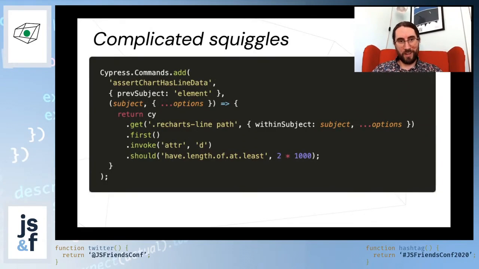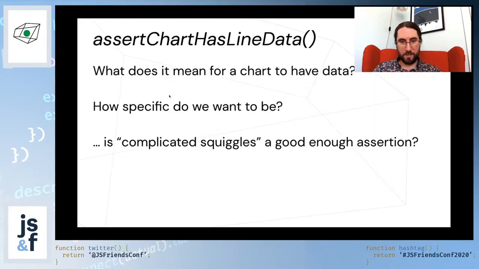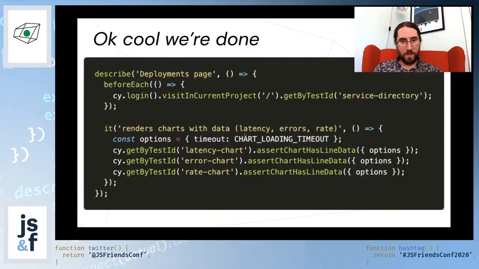So this is what complicated squiggles looks like. It's a Cypress command, a custom command. So this is the syntax for adding a custom command. That assert chart has line data command name operates on an element that it's been given. So what that means is that assert chart has line data operates on the element here, the latency chart element.